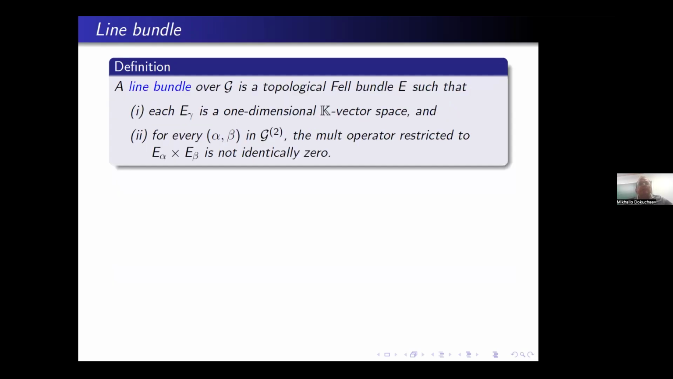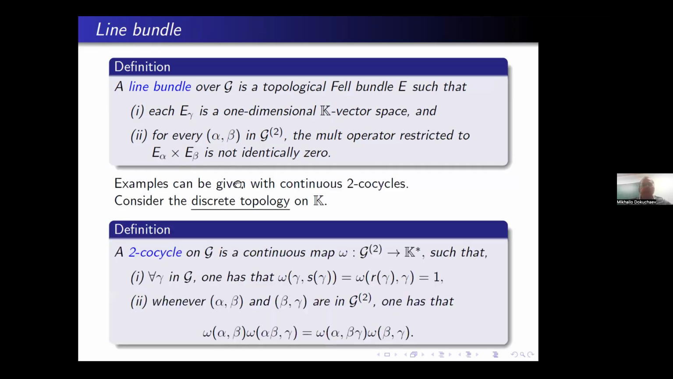Well, we are interested in line bundles. So a line bundle over the étale groupoid G is a topological field bundle such that each fiber is a one-dimensional vector space. And moreover, if you restrict the multiplication to the composable pair of fibers, then it should not be a zero map. So it is non-degenerate in that sense.